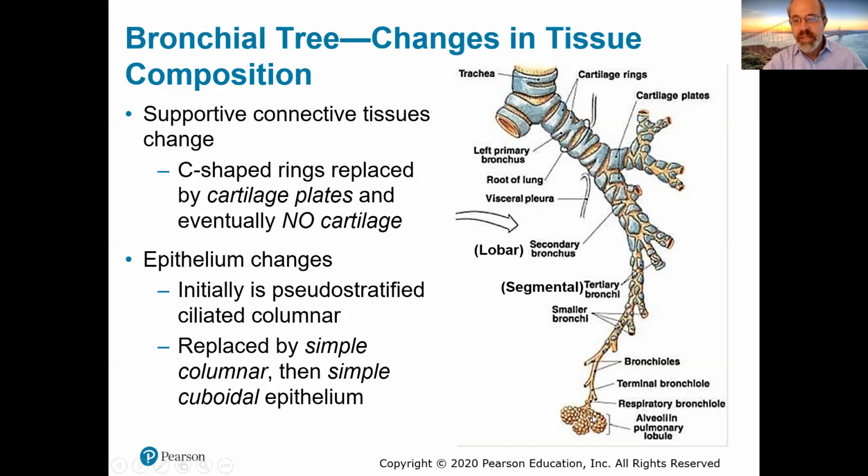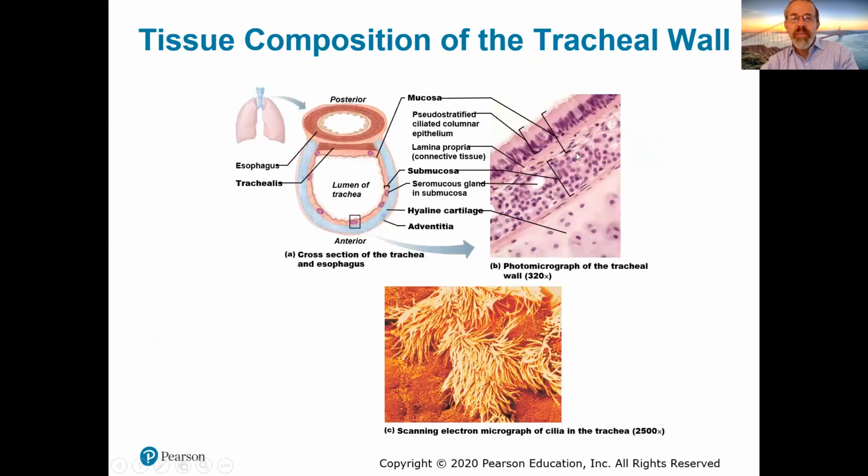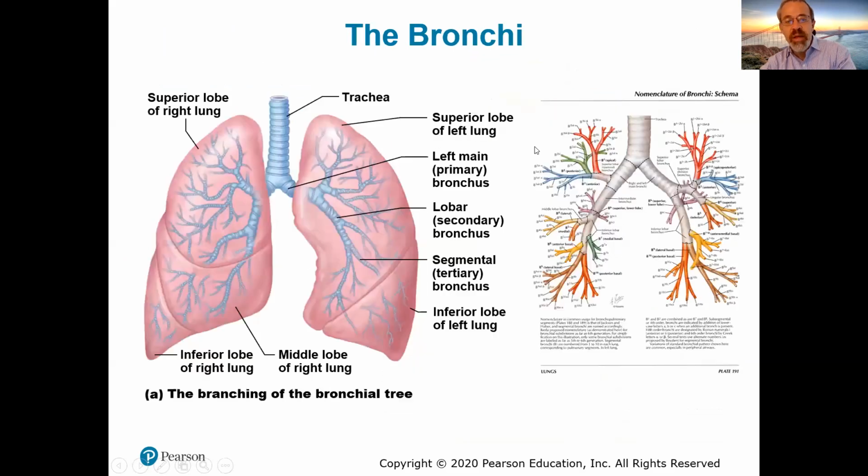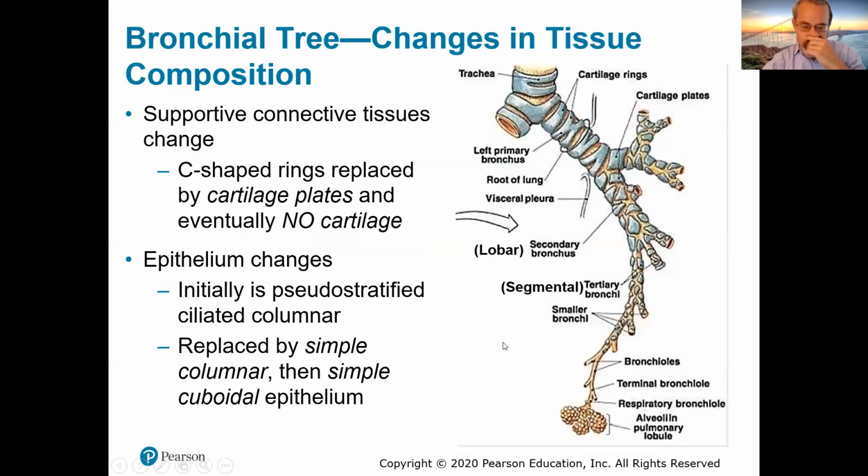As we gradually transition into the respiratory zone, the epithelium needs to get smaller to allow for diffusion of oxygen. It would be very difficult for oxygen to move from here all the way across to get to the blood. It would take a long time. So the epithelium gets smaller and smaller, and as you'll soon see, by the time we get to the alveoli, it's simple squamous.